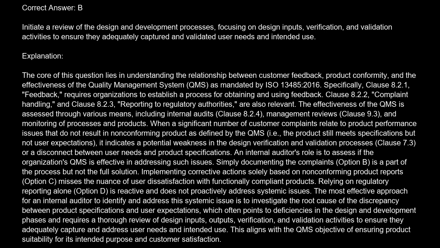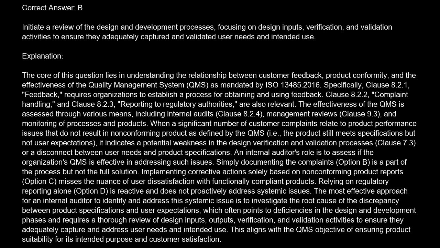An internal auditor's role is to assess if the organization's QMS is effective in addressing such issues. Simply documenting the complaints, option D, is a part of the process but not the full solution. Implementing corrective actions solely based on non-conforming product reports, option A, misses the nuance of user dissatisfaction with functionally compliant products. Relying on regulatory reporting alone, option C, is reactive and does not proactively address systemic issues.